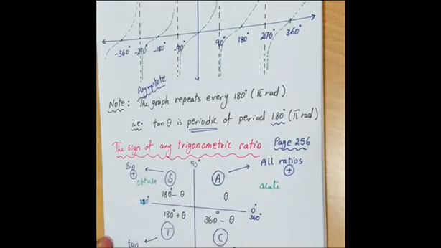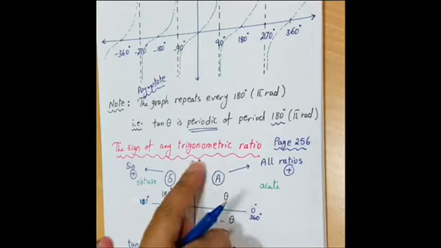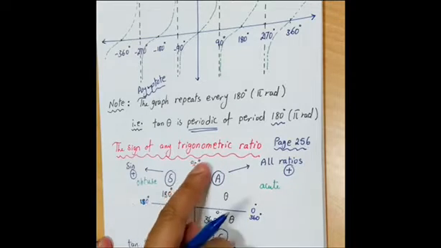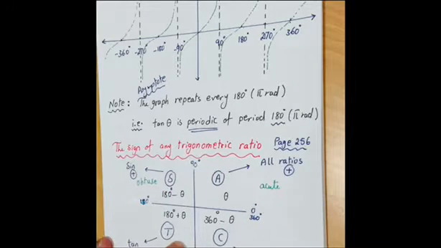Basically, this is the unit circle which has 4 quadrants. This is quadrant 1 starting from 0 to 90. This is quadrant 2 starting from 90 to 180. Third quadrant from 180 to 270, and fourth quadrant from 270 to 360.